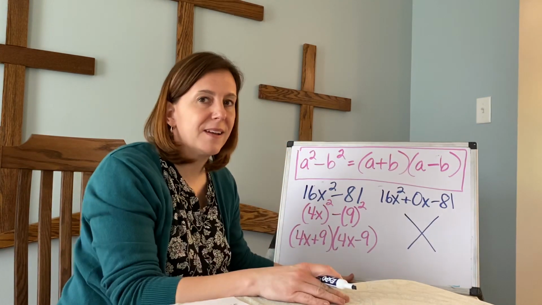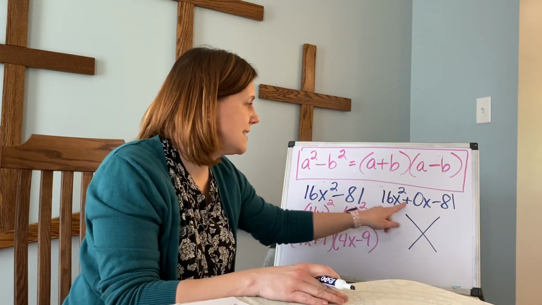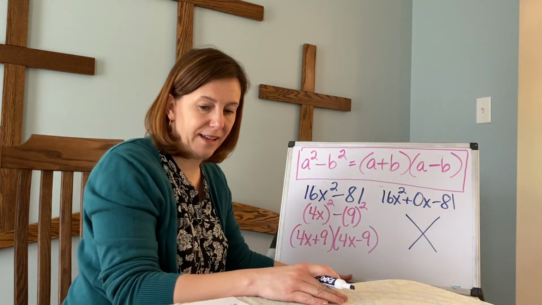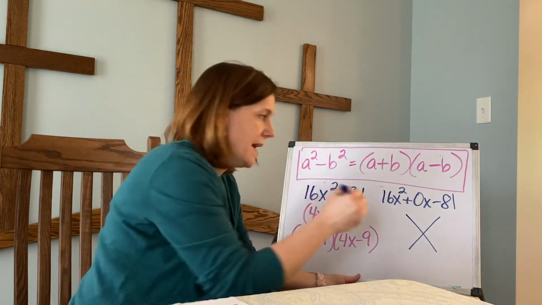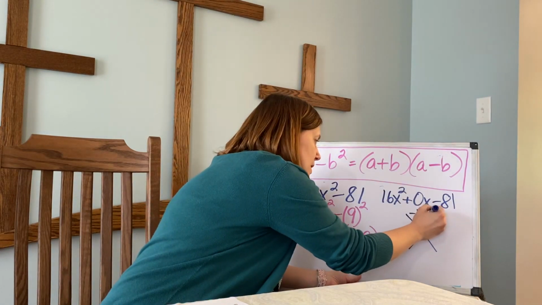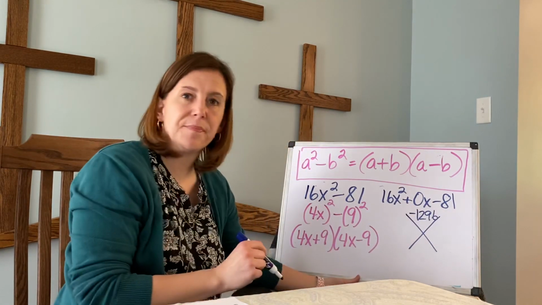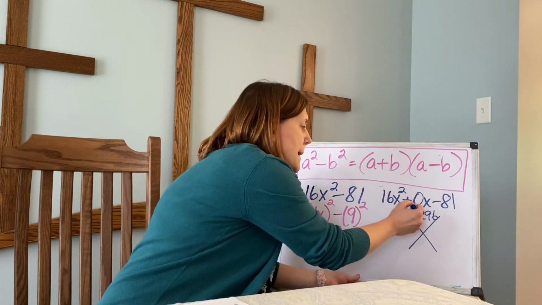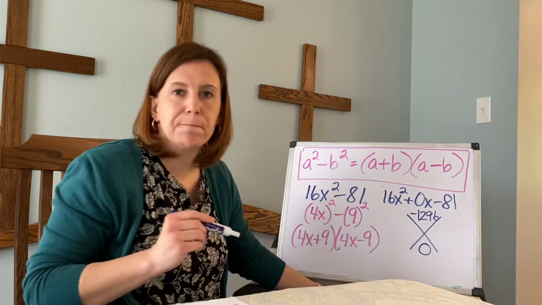But notice what happens here when I use an X form. I've got some really big numbers. A times C goes in my ceiling. Well, I already did the math here. That's negative 1296. My B goes in my basement.